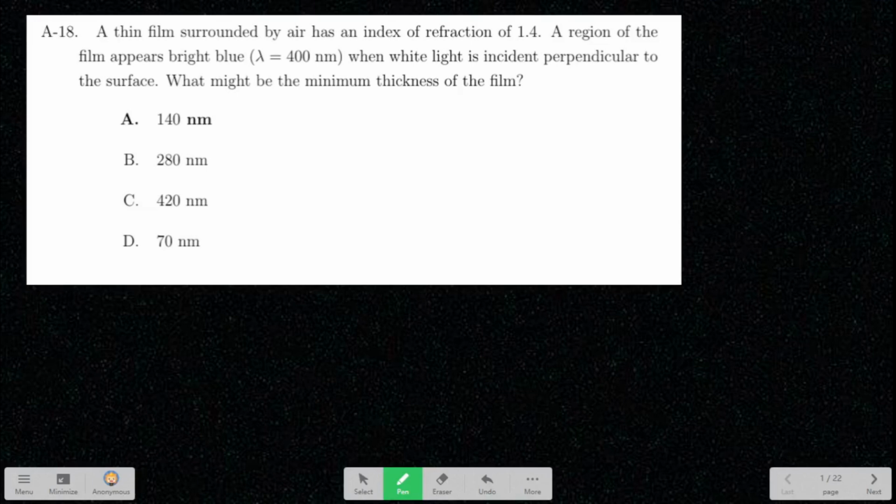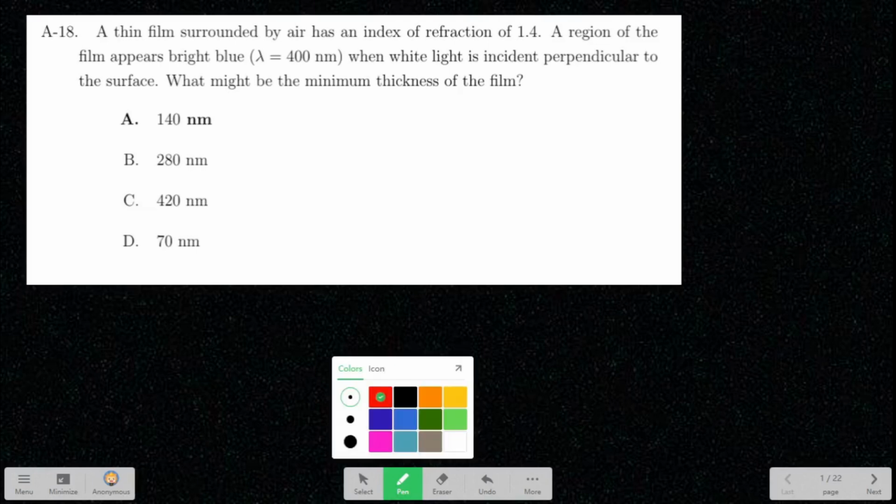In this video, let us focus on some problems from optics. So here we have a question from thin film.